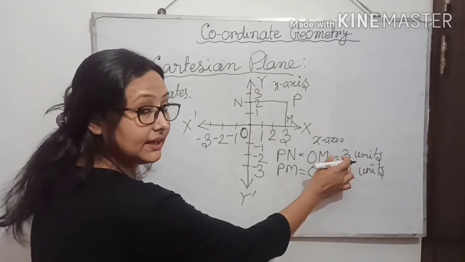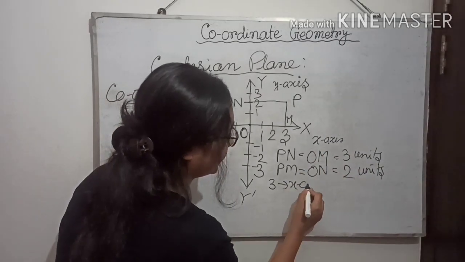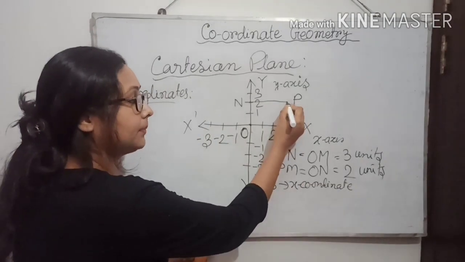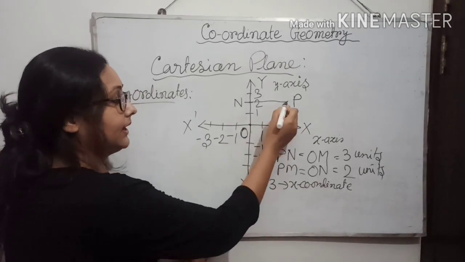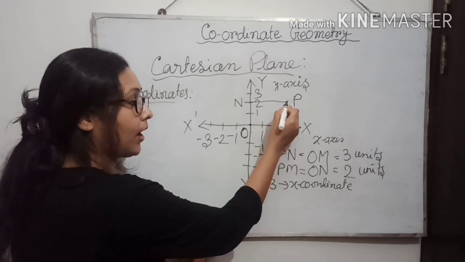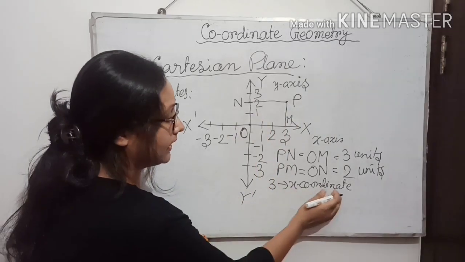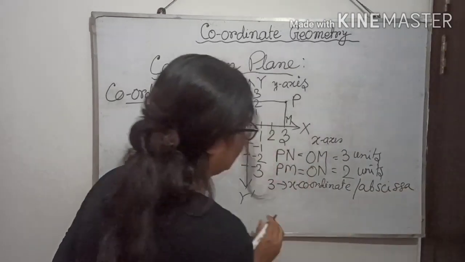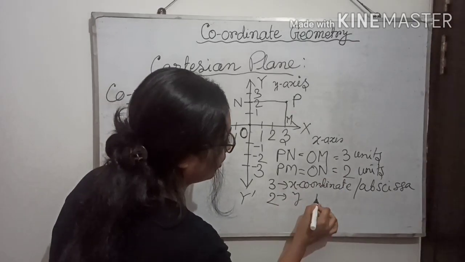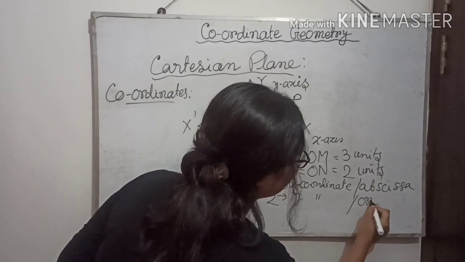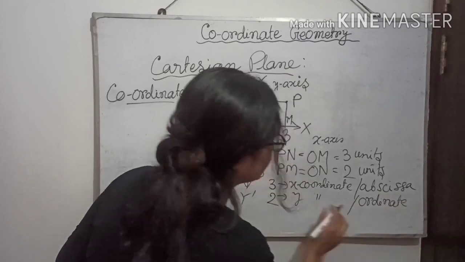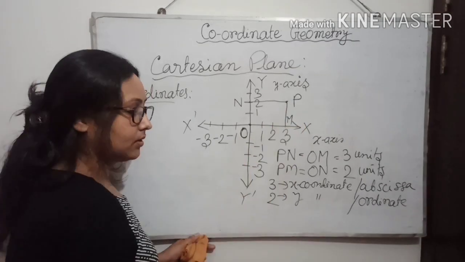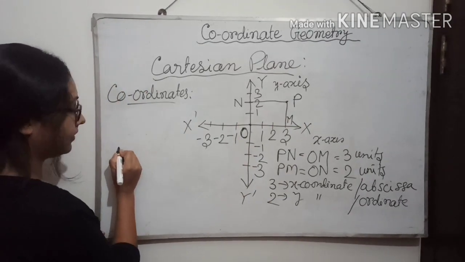Okay. Now 3 is called the x-coordinate of the point P. What is the x-coordinate? The x-coordinate is the perpendicular distance from point P to the y-axis. Okay. So the x-coordinate is also called the abscissa. And 2 is called the y-coordinate and is also called the ordinate. So what is the y-coordinate? The y-coordinate is the perpendicular distance from point P to the x-axis.